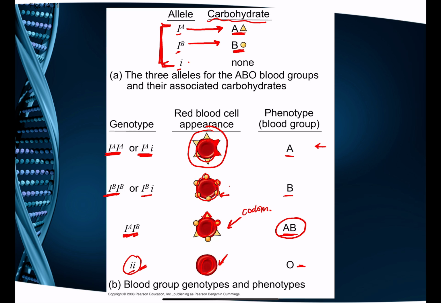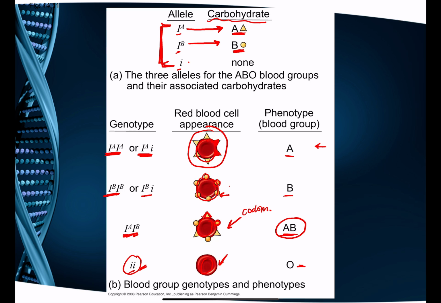You can accept what you know. A can accept anything with an A. B can accept anything with a B. AB can accept A or B. Everybody can accept O, and O can only accept itself, okay?